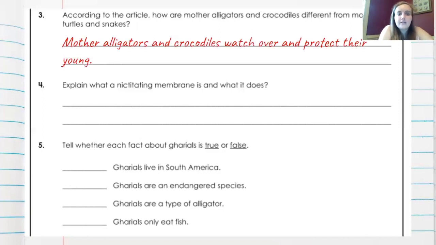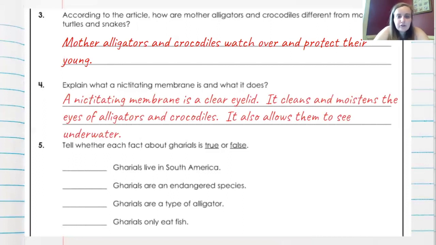Number 3, so this one was asking about how alligators and crocodiles are different from turtles and snakes. So the correct answer is mother alligators and crocodiles watch over and protect their young. Number 2 was asking you about the nictitating membrane. So that was its eyelid. So it's a clear eyelid. It cleans and moistens the eyes of alligators and crocodiles. It also allows them to see underwater.